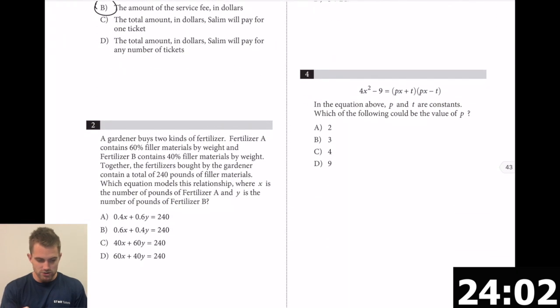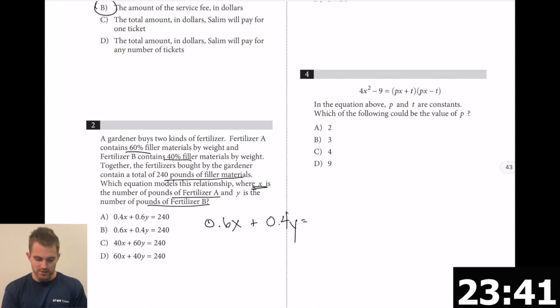A gardener buys 2 kinds of fertilizer. Fertilizer A contains 60%, and fertilizer B contains 40%. Let's see. So 60 and 40, 240 pounds of filler, where X is the number of pounds of fertilizer A and Y is the number of pounds of fertilizer B. Okay, so we'll just say 0.6 times X because that's fertilizer A, plus 0.4 Y because that's fertilizer B and that's 40%, is equal to 240.